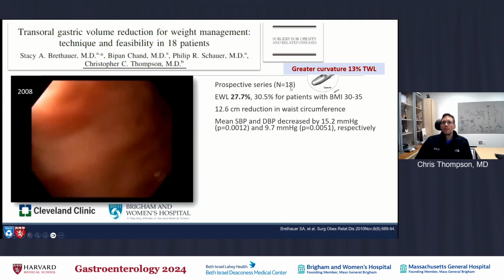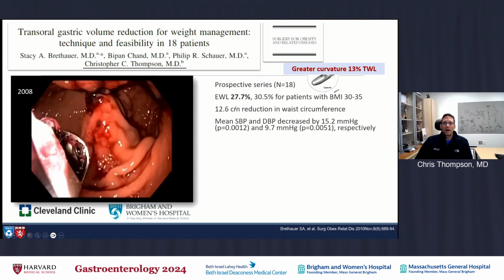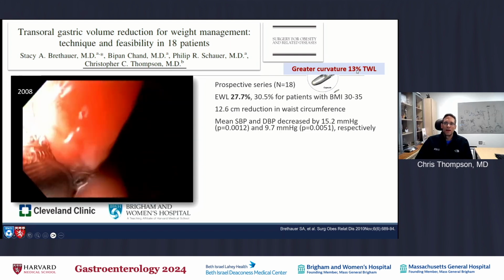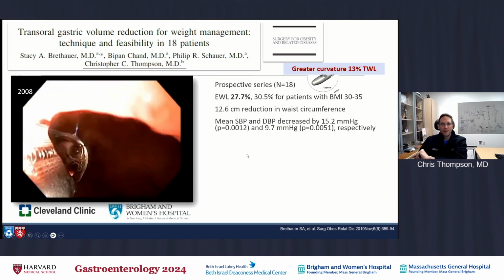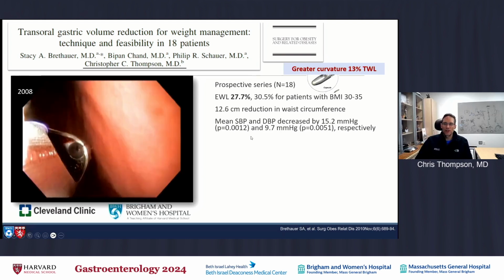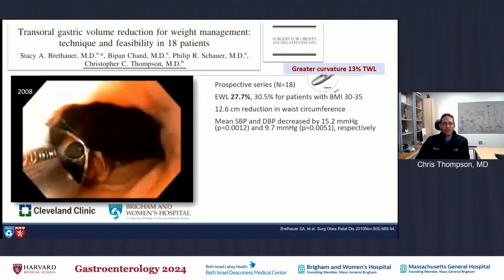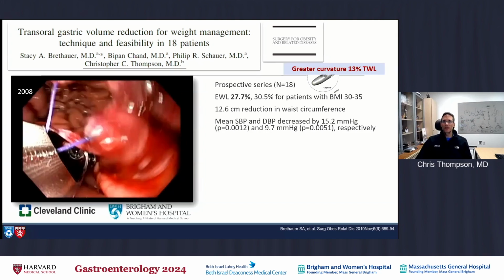So that'll loop. But so this is a prospective series of 18 patients. And we had a 27% excess weight loss. That's 30% total weight loss, which you'll find out that's the same amount of weight loss we actually got in the MERIT study, right? The big randomized controlled trial that approved the current ESG. But the company made surgical devices, so they weren't happy with this because this is less weight than you get with surgery. So they ended up just dissolving the program, unfortunately.